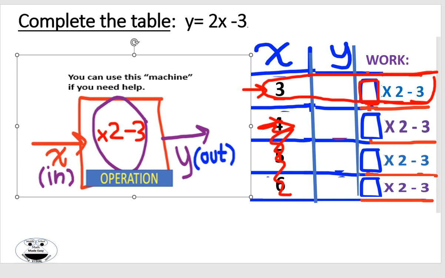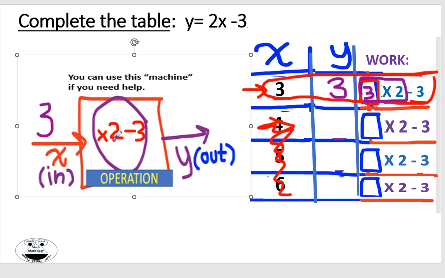So either we can use the machine, and for x we write the 3 inside, or you can use this here, and the 3 goes in the box, the x. And now it tells us to do 3 times 2. So we put that in the calculator, or we know how to do that. That is 6, and then 6 minus 3. And that's 3.